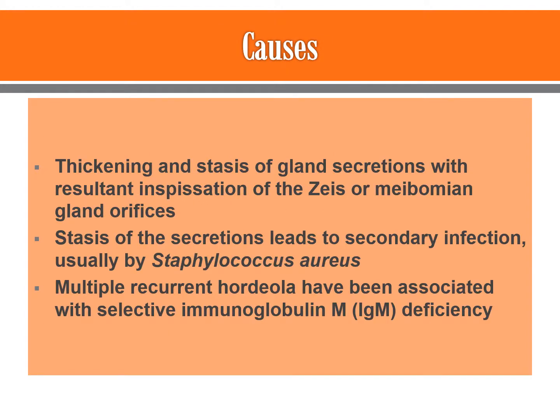Some of the causes of a hordeolum is the thickening of the secretions from the gland. So what happens is that the Zeis gland or the meibomian gland orifices really are not able to secrete. So they get stasis of those secretions, and then that's when they end up getting the secondary infection of staph. And if somebody does have multiple recurrent hordeolia, you have to start thinking about immunoglobulin M, because that is one thing that could be a cause of hordeolums if they're getting them over and over and over again.